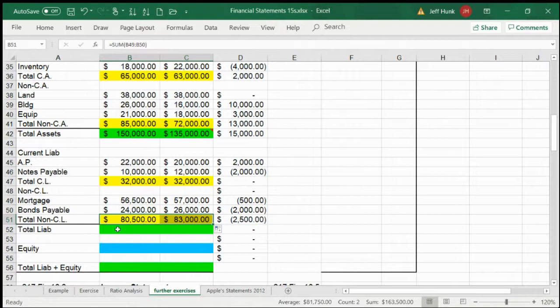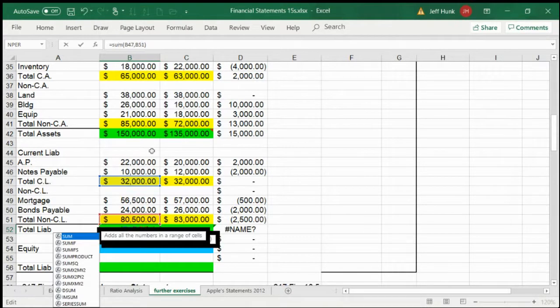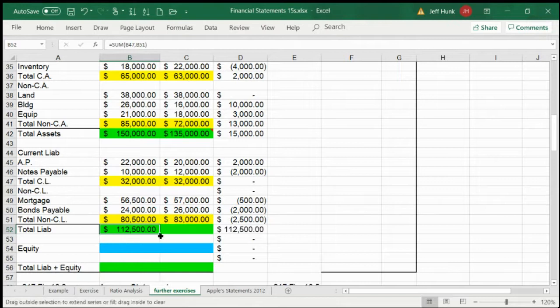Okay. Now, then total liability is what? Sum of these two. Sum of those two numbers, right? And, oops, what did I do? B47. Oh, sum. I forgot to complete. Okay. Now you just copy it to the right or drag it to the right. And then just get rid of the blank cells, right?